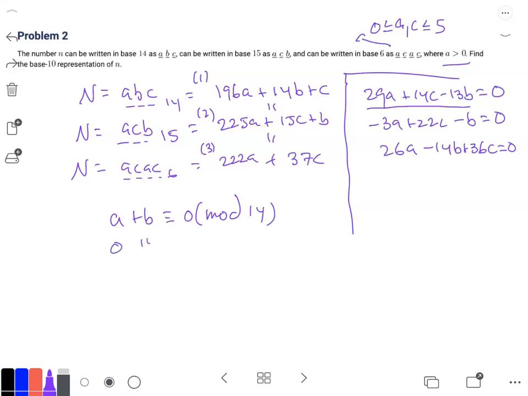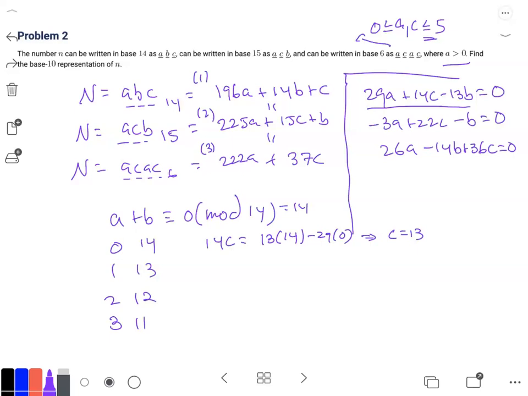So a is equal to 0, b is equal to 14. Let me just use this equation. That means 14c is equal to 13b minus 29a. 13 times 14 minus 29 times 0. Dividing both sides by 14, that gives me c is equal to 13. C must be less than or equal to 5, so we can reject that. 1, 13, 2, 12, 3, 11. The reason I can't go further than 14 exactly is because then b would be too large to be represented in base 14 and base 15.